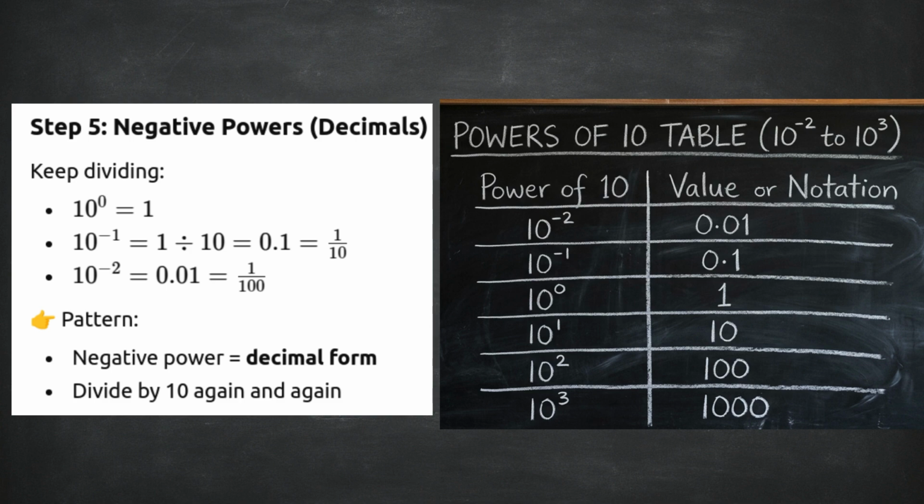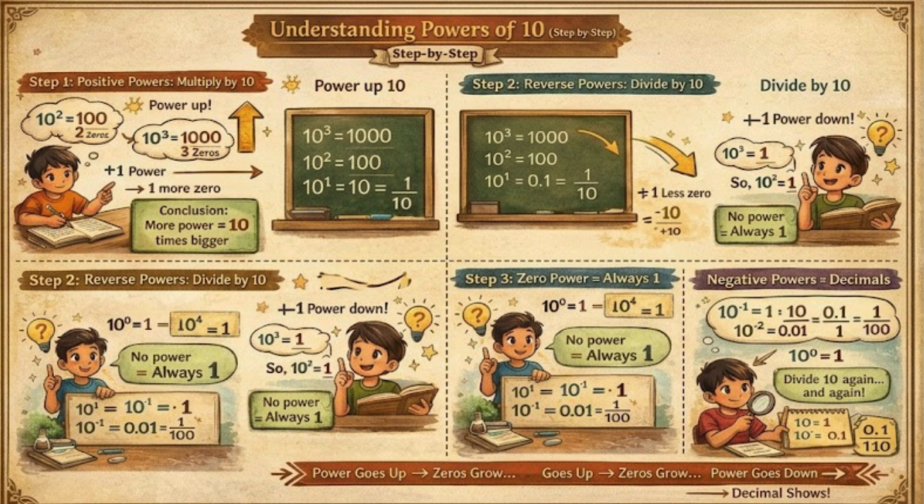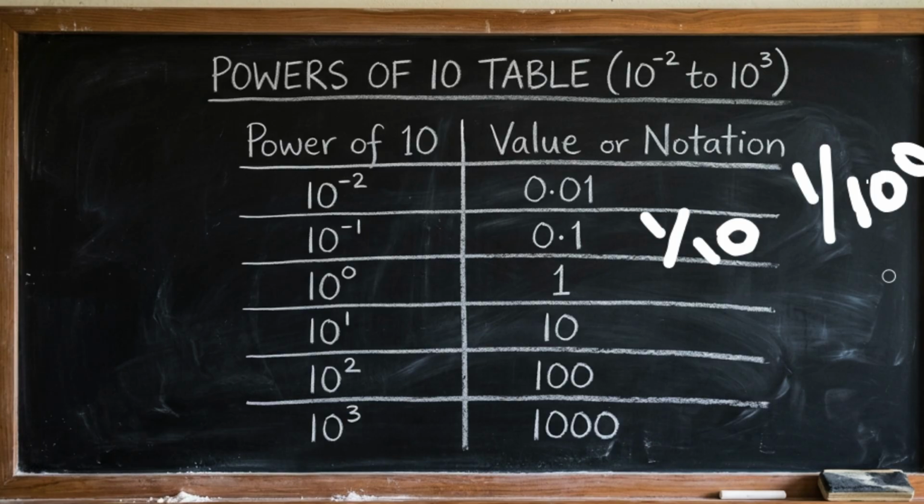So what happens after that? 10 to the power of negative 1. Negative power means dividing by 10 each step. 10 to the power of negative 1 means 1 over 10, and 1 over 10 is 0.1. Same like 10 to the power of negative 2. Negative 2 means 1 over 100 is 0.01. So negative power means we are dividing by 10 again and again.